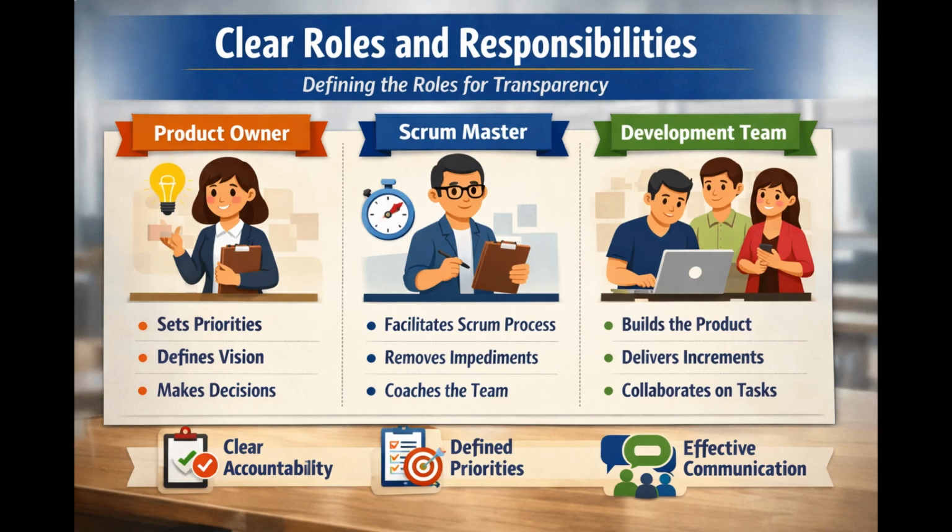Transparency is also fostered by clearly defining the roles of product owner, scrum master, and development team. This ensures that there is no ambiguity regarding decision making, priorities, or accountabilities, and that all team members know who is responsible for what.